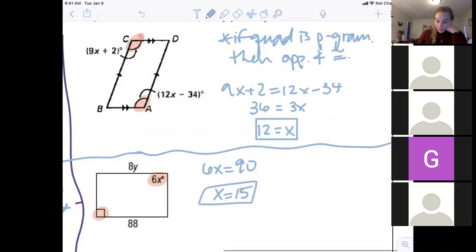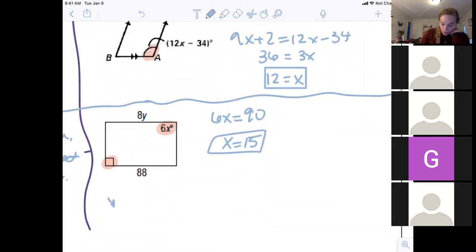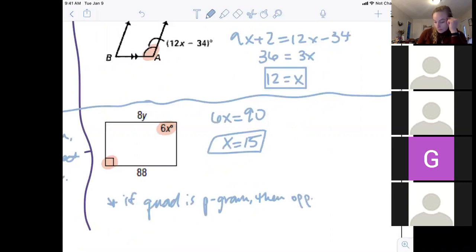We can also solve this in the same step. While I'm writing down Griffin's statement, I want everyone else to think about how you are going to find y and what that statement is, because I'm going to need help in a second. Quad is p-gram. Opposite angles.